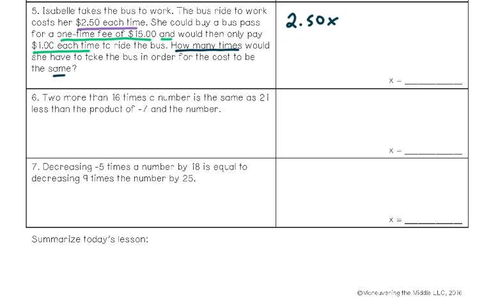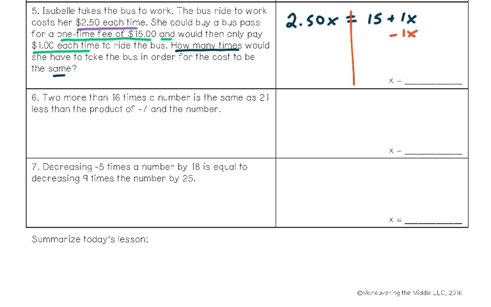Isabel's first option is in purple. It's $2.50 per time, so x is the number of times. And the other option has a one-time fee of $15 and it's $1 per ride. Since we want to know when those costs will be the same, we're going to put an equals between them. Now we'll solve this equation.